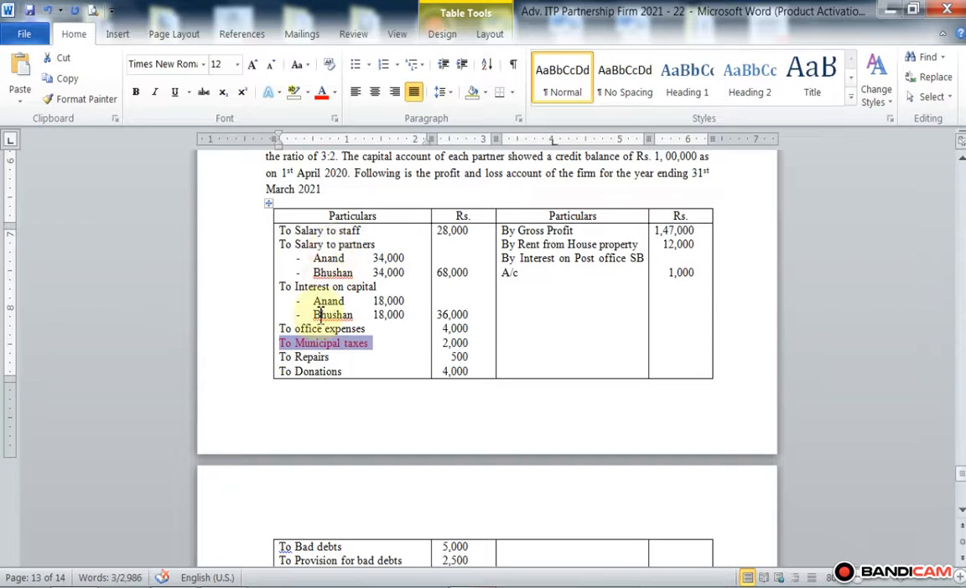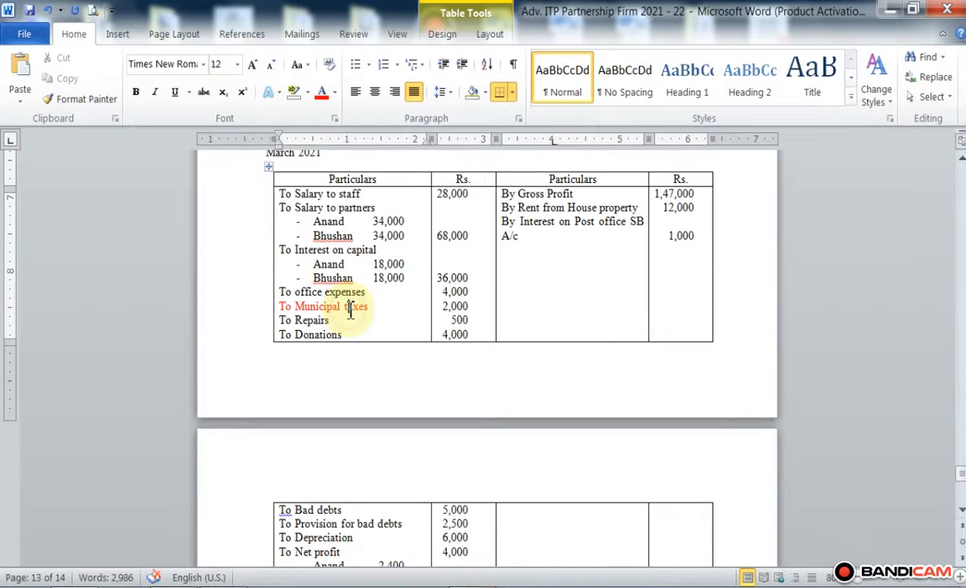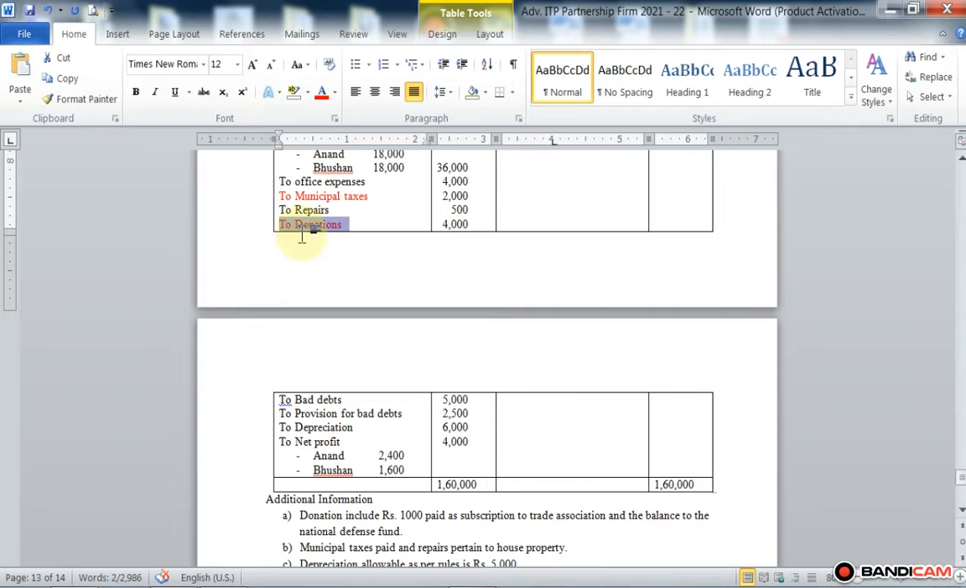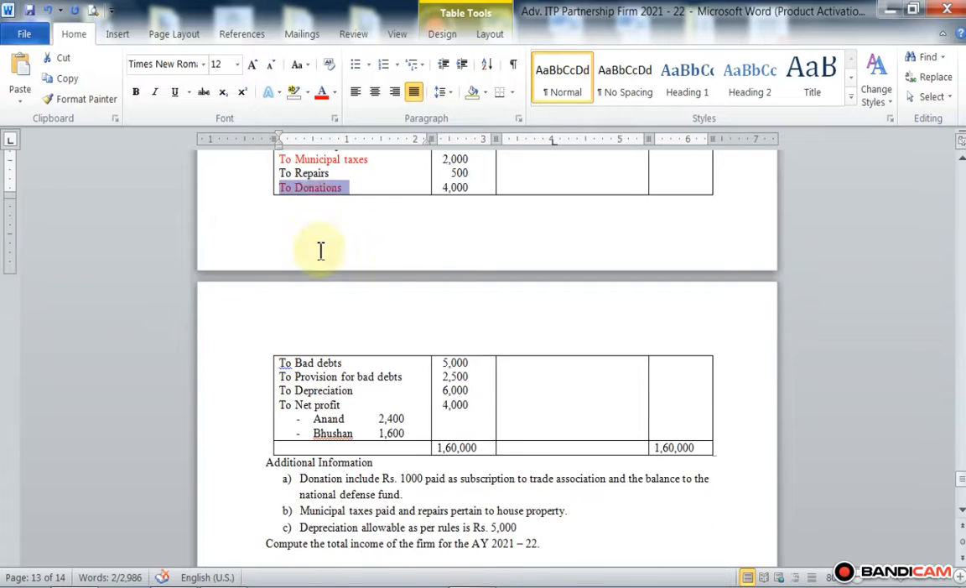So we identify the first expense which is not relating to the partnership firm. Then repairs, so repair of machinery, repairs of car, it is relating to the partnership firm. Donation, so all donations are disallowed. So here we find out the second item which is not relating to the partnership firm, or the second expense which is not relating to the partnership.